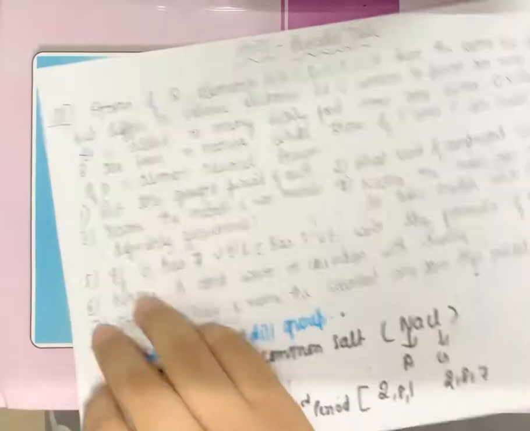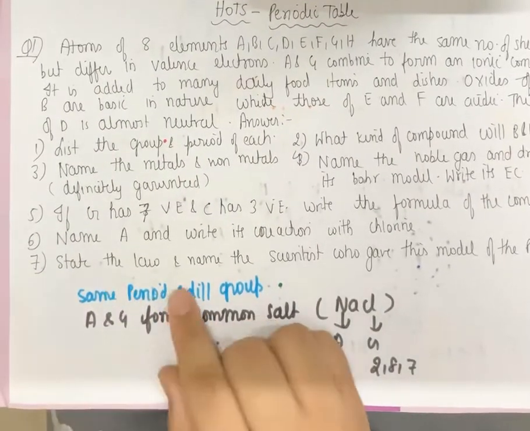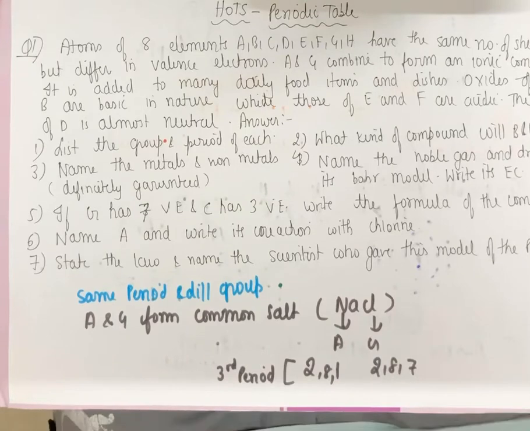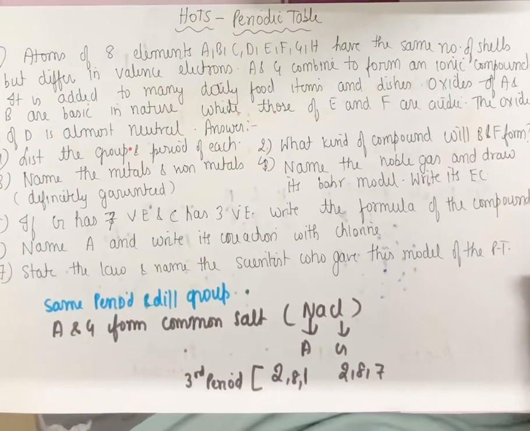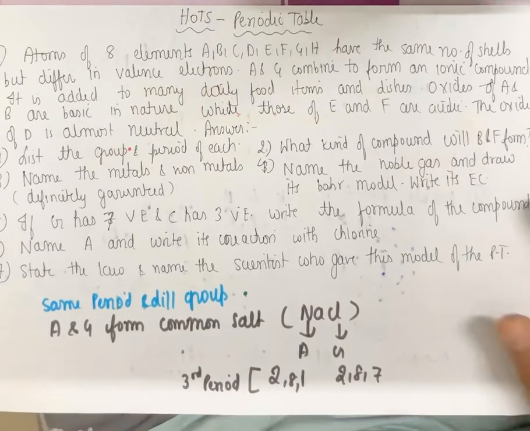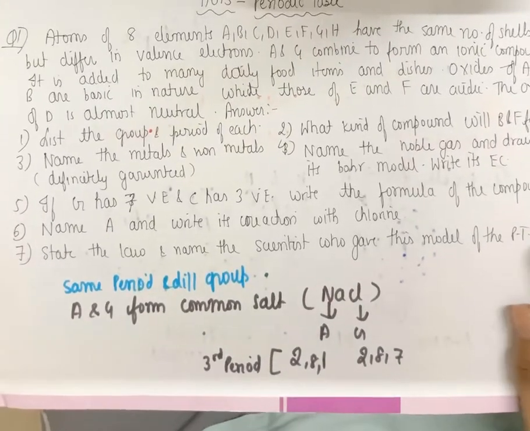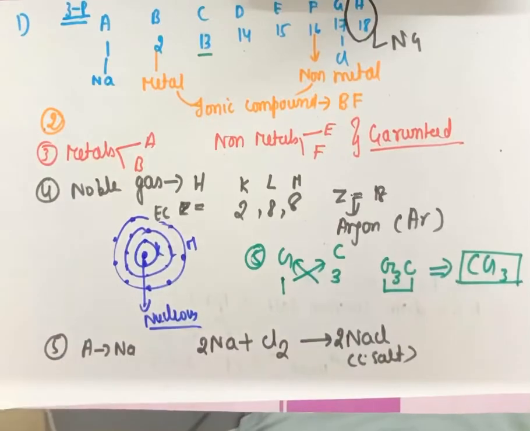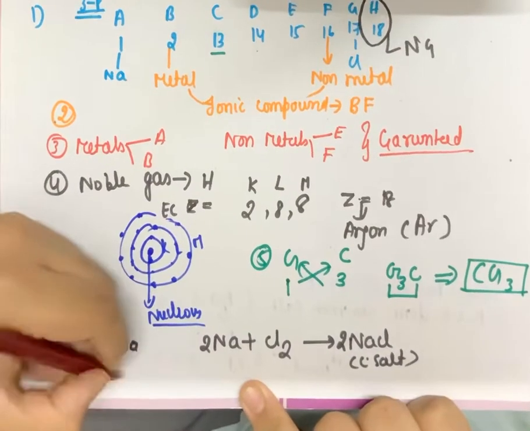Now moving on to the last part. State the law and name the scientist who gave this model of the periodic table. Which model have I been talking about? Is it the Mendeleev model? No, it is the modern periodic table. So the modern periodic table was given by Henry Moseley. Okay, so the scientist is Henry Moseley.